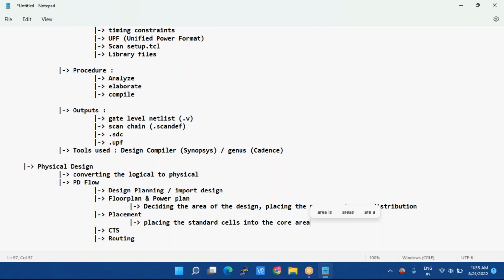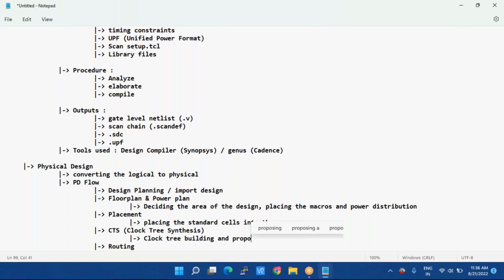So everything I'll try to show in a pictorial way. I'll try to draw it and show it. I'm just touching each and every part right now. Now, next is CTS, where CTS means clock tree synthesis, where the clocks which you have defined will be propagated. Let's make it like clock tree building and propagation of the clocks is done in the CTS stage.